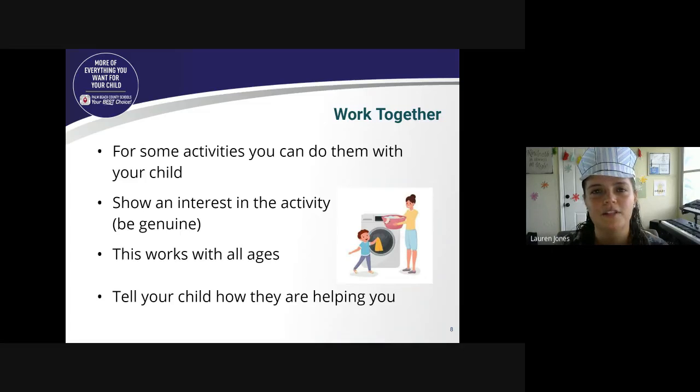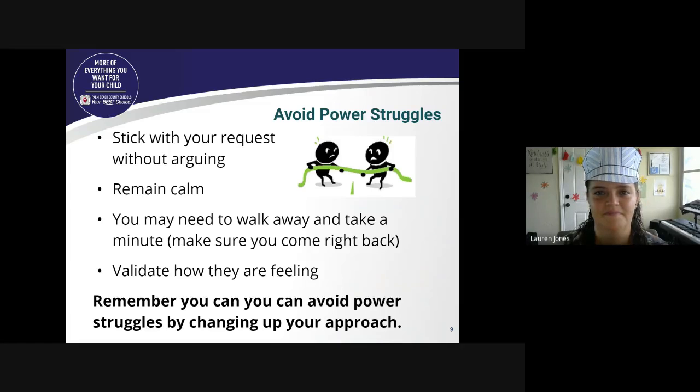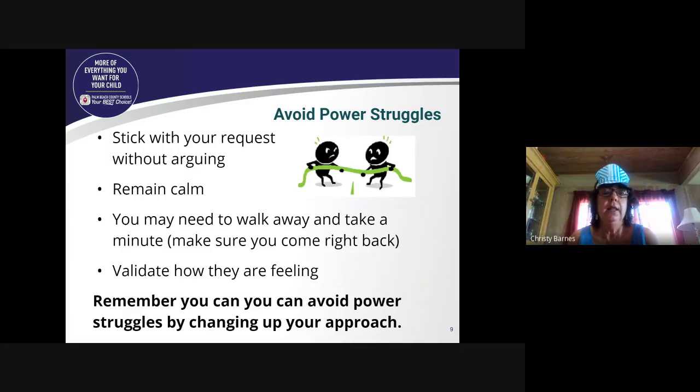It's also important to make sure you're specific in telling your child how they're helping you. So if your child is matching socks while you're folding laundry, letting them know, wow, you saved me so much time by matching all those socks. Maybe we can play a game together. That's a great point, Lauren. Let's talk about avoiding power struggles.